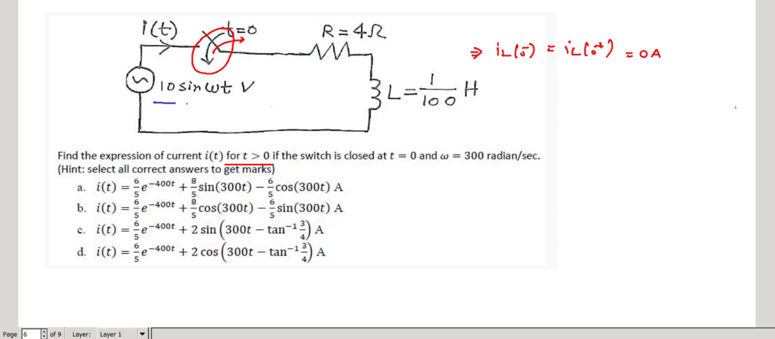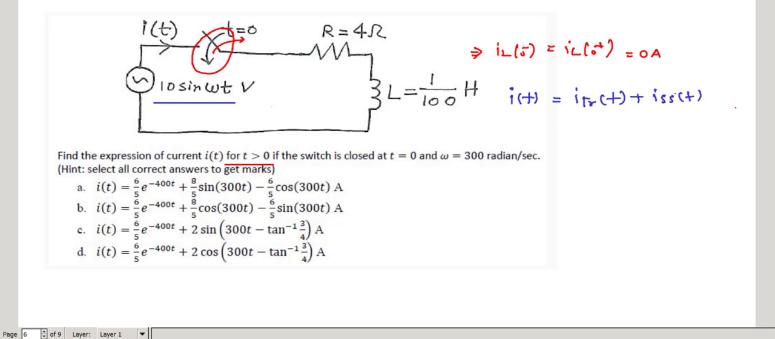The given source is 10 sin omega t. This is an AC sinusoidal source. So i(t) equals, the response i(t) consists of i transient(t) plus i steady state(t). So it consists of two parts.